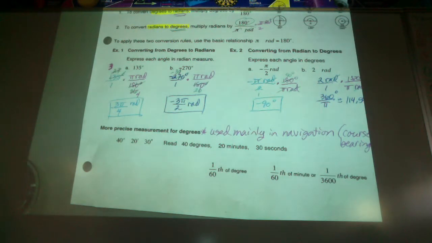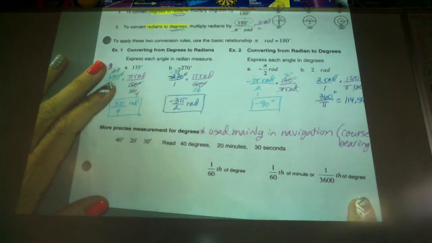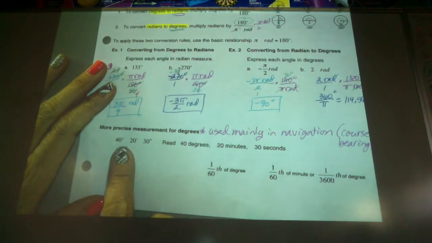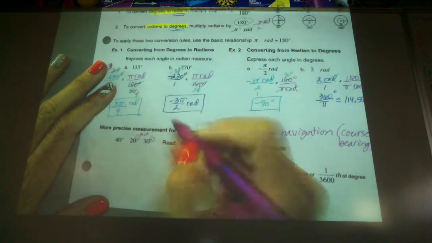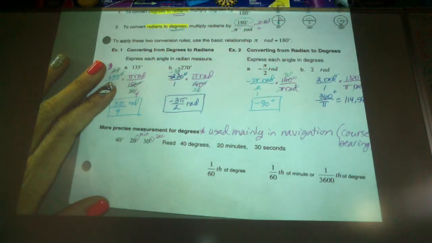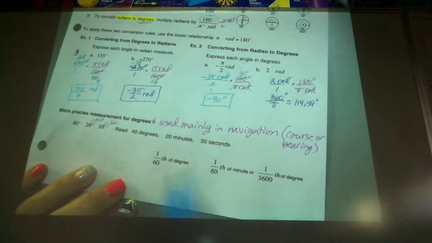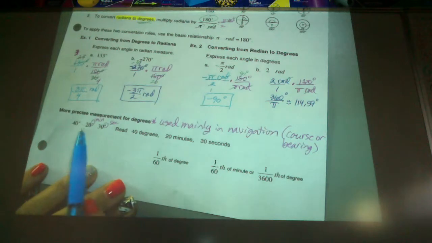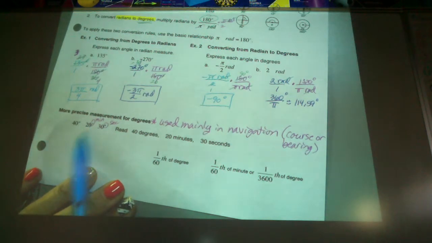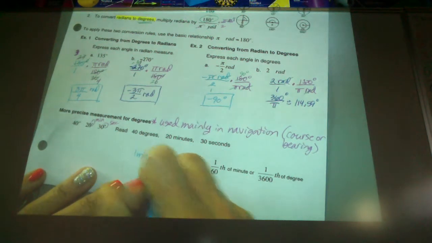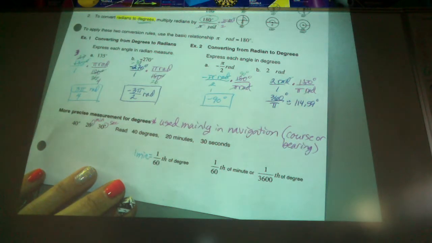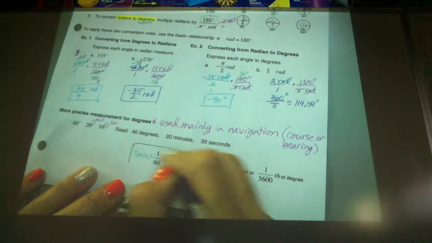Sounds like it's going to be related to our time clock, which it kind of is, but not really. So you need some conversions here. This is read 40 degrees, 20 minutes, 30 seconds. So this single here is minutes, and this double is seconds. So here's some conversions that you're going to need to be aware of. There are 60 minutes that make up 1 degree. So that means that 1 minute is equal to 1/60th of a degree. So that's a conversion factor that you might have to use.